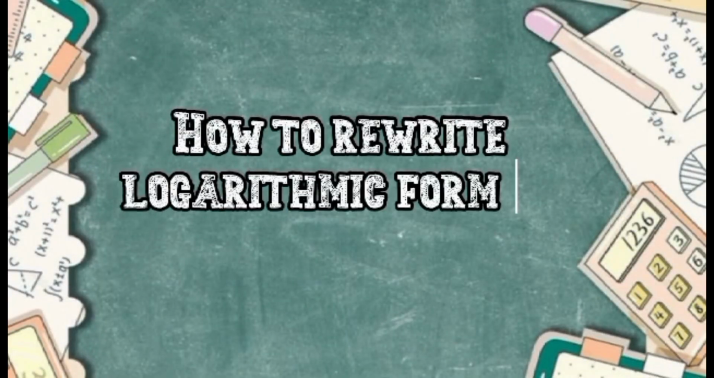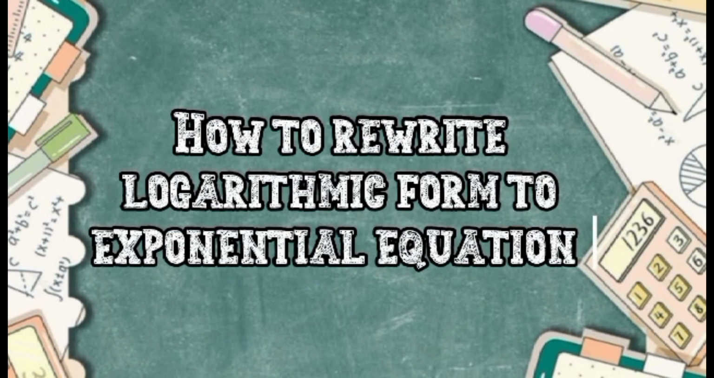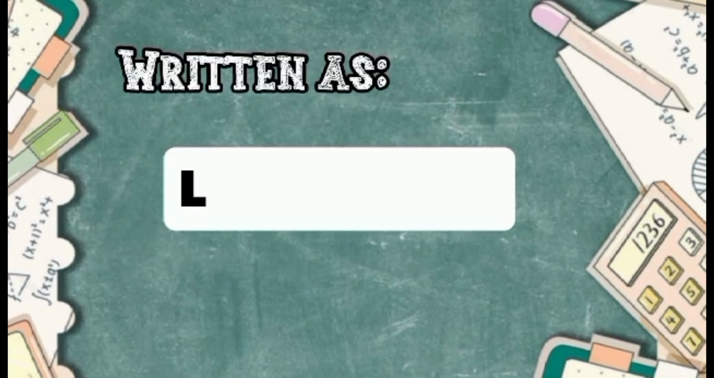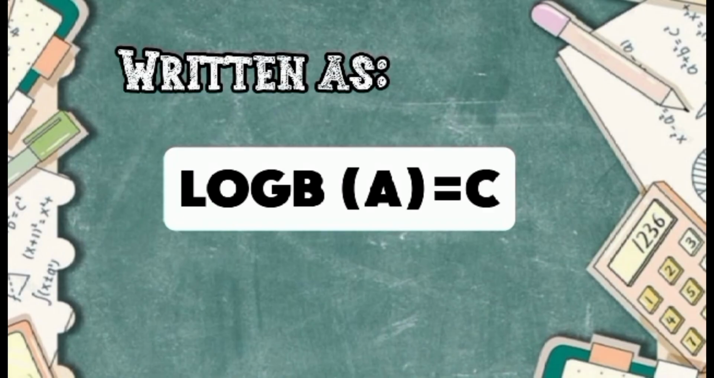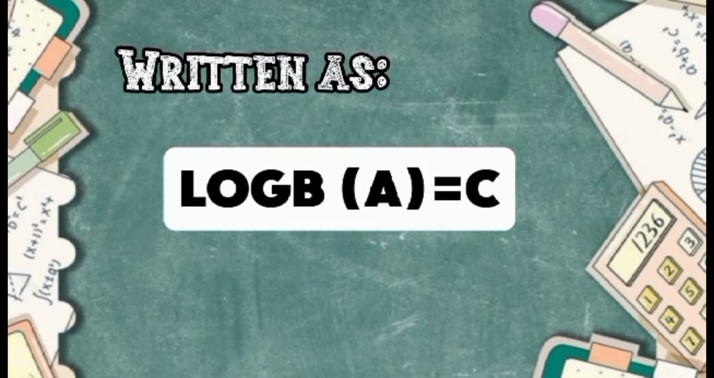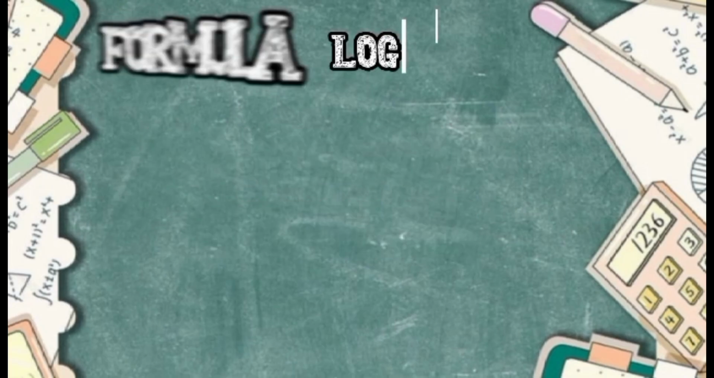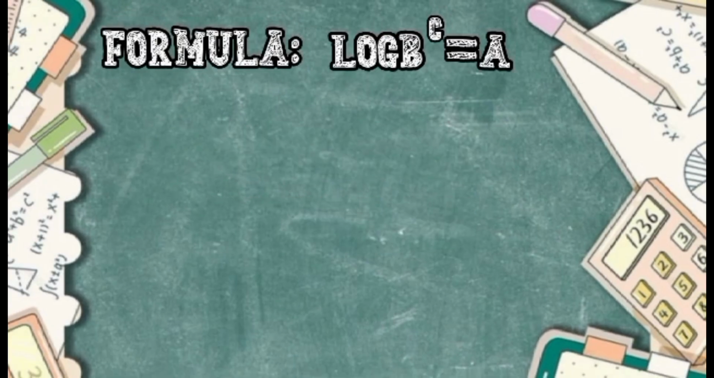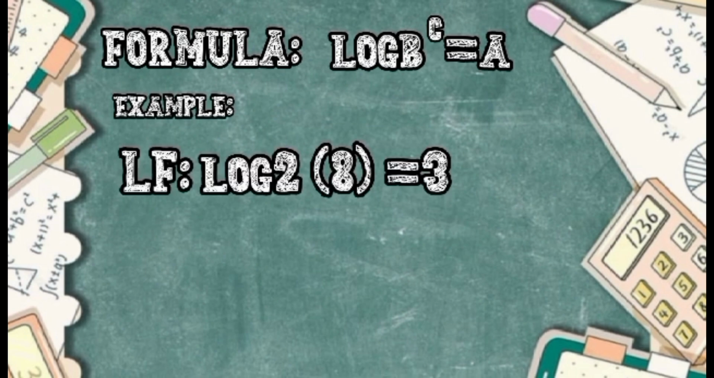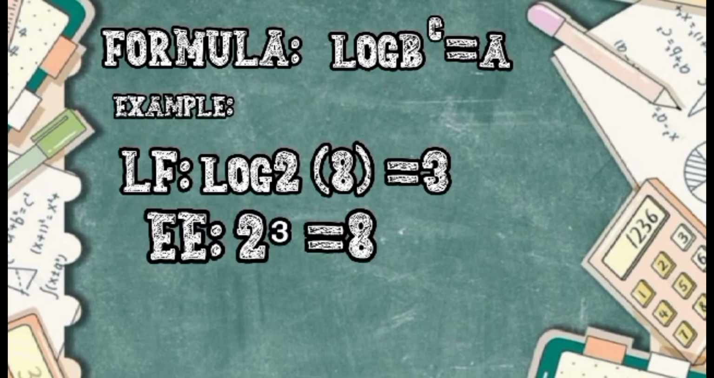Now, let us know how to rewrite logarithmic form to exponential equation. A logarithmic form is written as logarithm whose base b of a is equal to c. And to change this into exponential equation, we simply arrange it as b raised to c is equal to a. So we have here an example. The logarithmic form showing that the logarithm base 2 of 8 is equal to 3. And when we change it into exponential equation, we have that 2 raised to 3 is equal to 8.